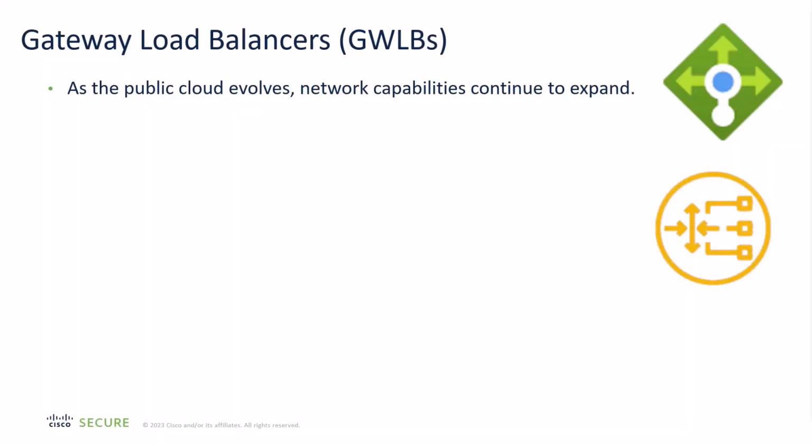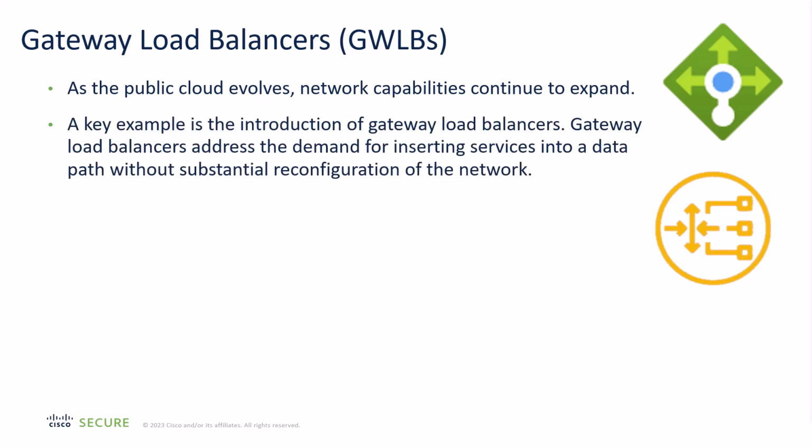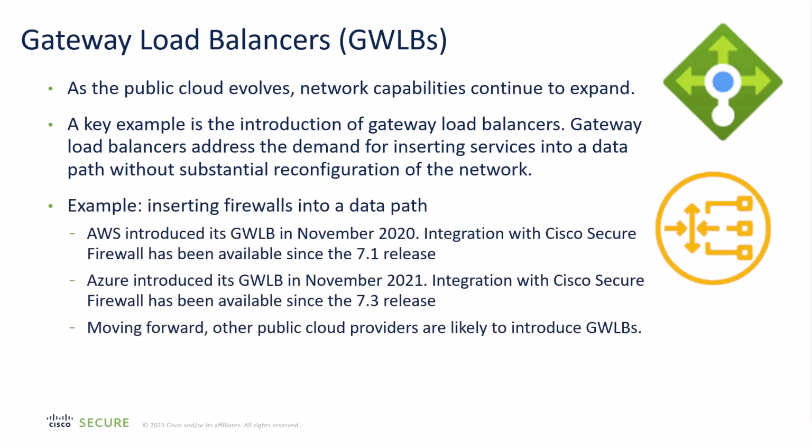As the public cloud has evolved, the capabilities to do more advanced networking have expanded. A really good example of this is the Gateway Load Balancers. Gateway Load Balancers address the demand for inserting services into the data path without substantially reconfiguring the network. Now, which services? For us, that's going to mean firewalls.